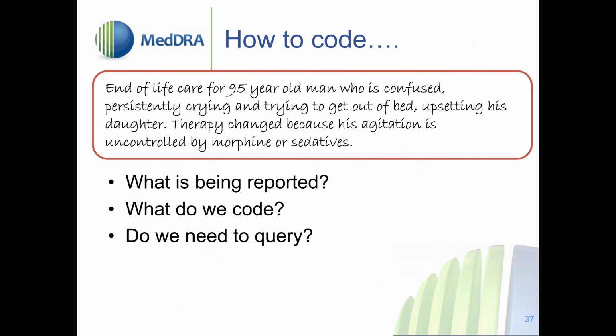This one is reported as end-of-life care for a 95-year-old man who is confused, persistently crying, trying to get out of bed, which is upsetting his daughter. Therapy was changed because his agitation is uncontrolled by morphine or sedatives. So what is being reported here? There's a number of things being reported. He's in end-of-life care. He's got symptoms of confusion, persistently crying and trying to get out of bed, and they described that as agitation. Then his therapy was changed.